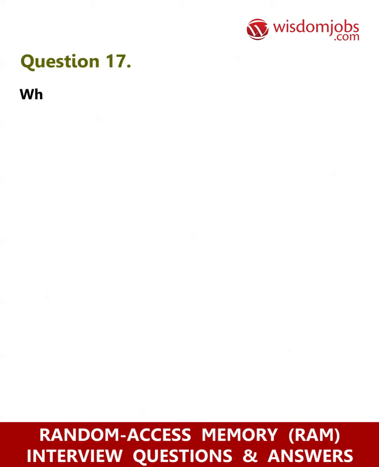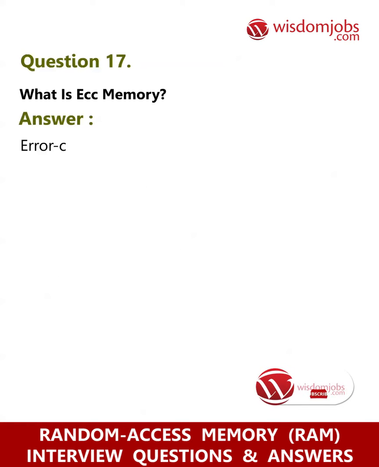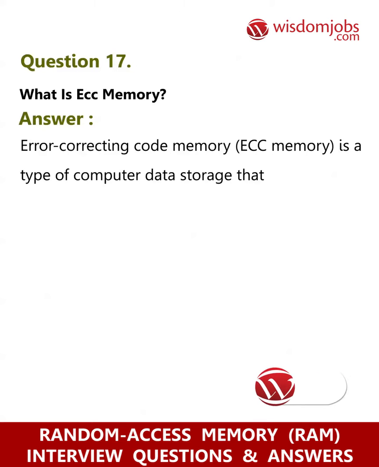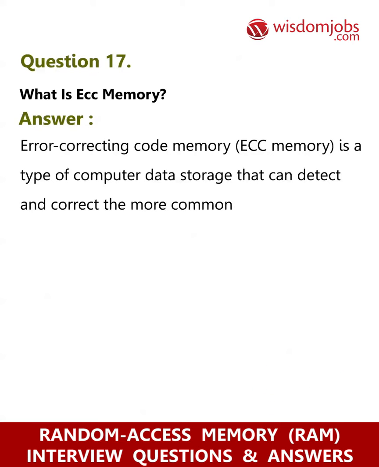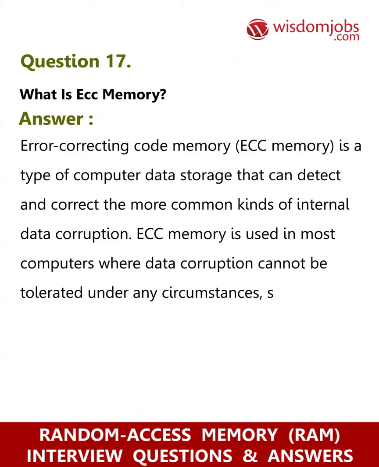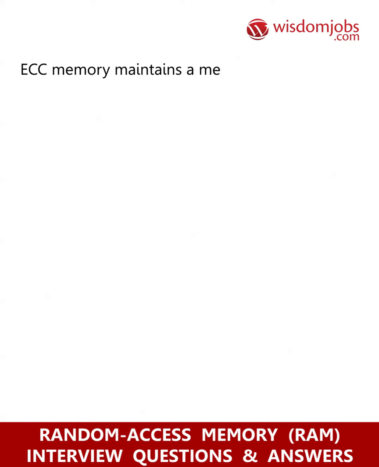Question 17. What is ECC memory? Answer. Error correcting code memory. ECC memory is a type of computer data storage that can detect and correct the more common kinds of internal data corruption. ECC memory is used in most computers where data corruption cannot be tolerated under any circumstances, such as for scientific or financial computing. ECC memory maintains a memory system effectively free from single-bit errors.